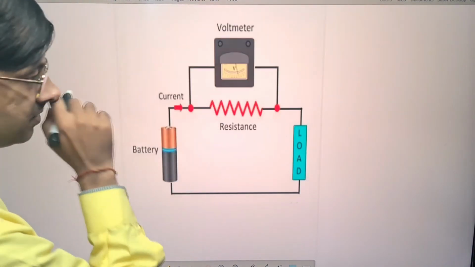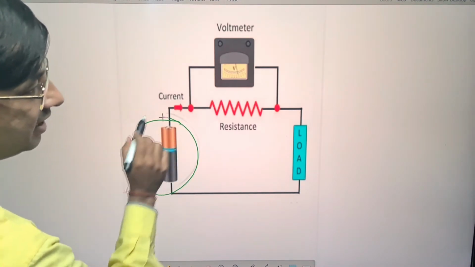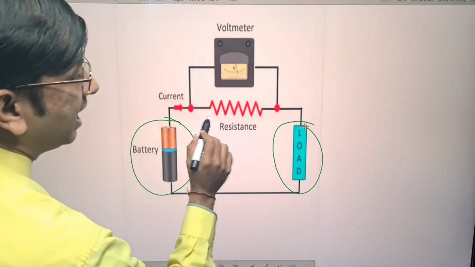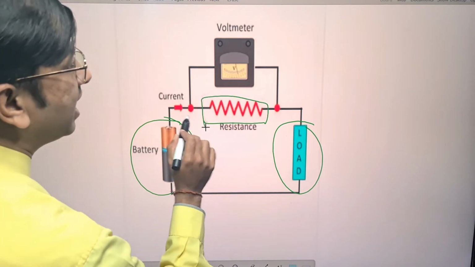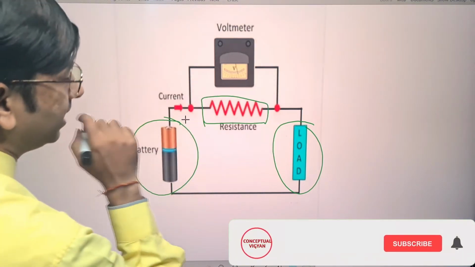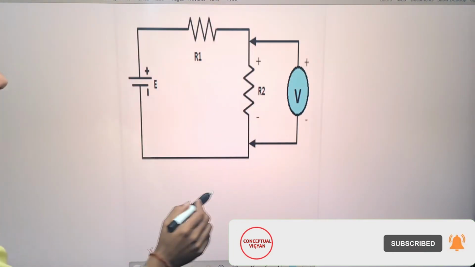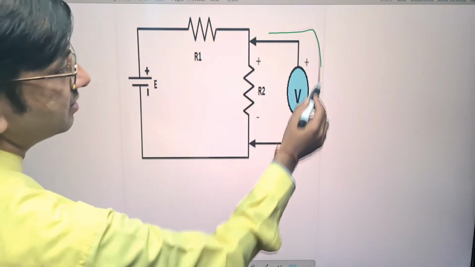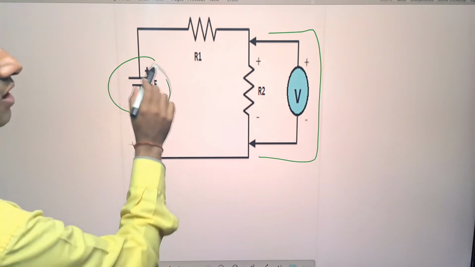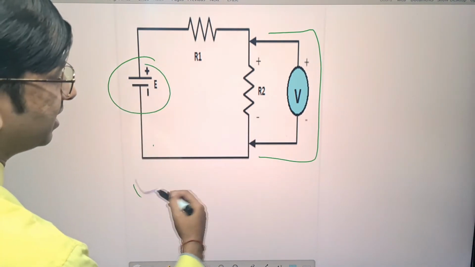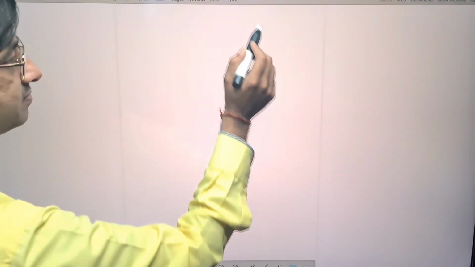Okay, now next, same: here is the battery, here is the load, and here is the resistance. And here the voltmeter is connected in parallel. Okay, same thing. I hope now you can understand how a voltmeter is connected within a circuit.